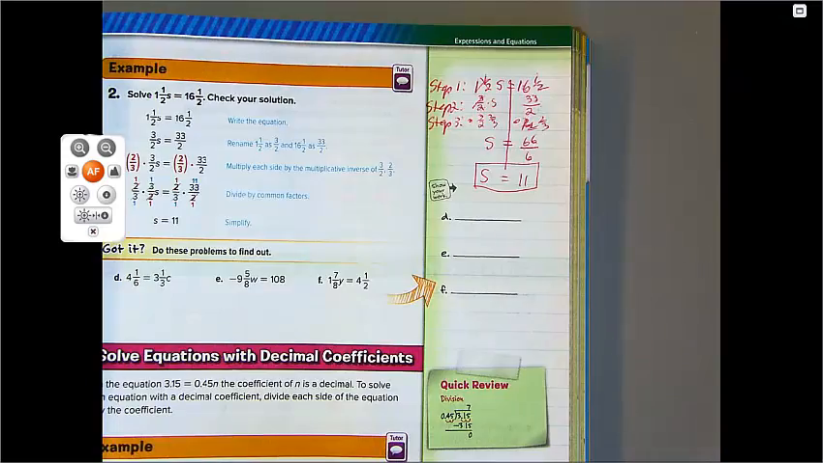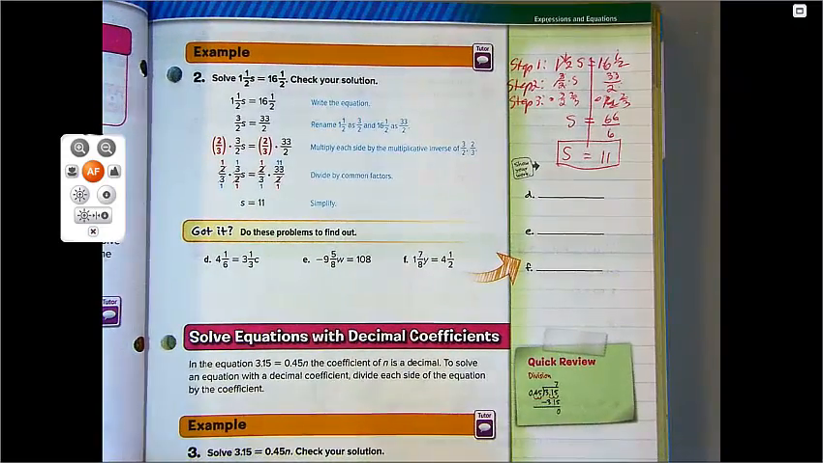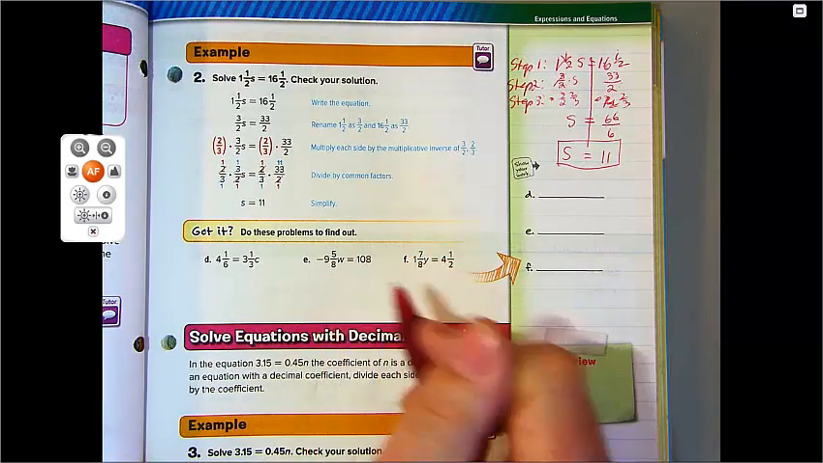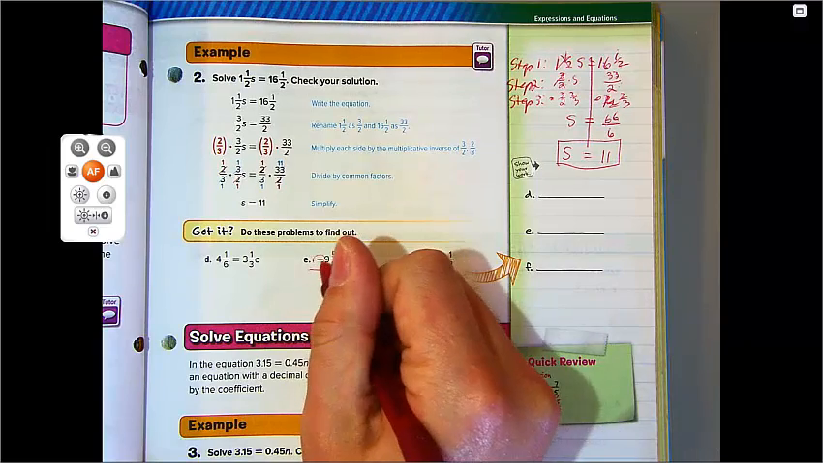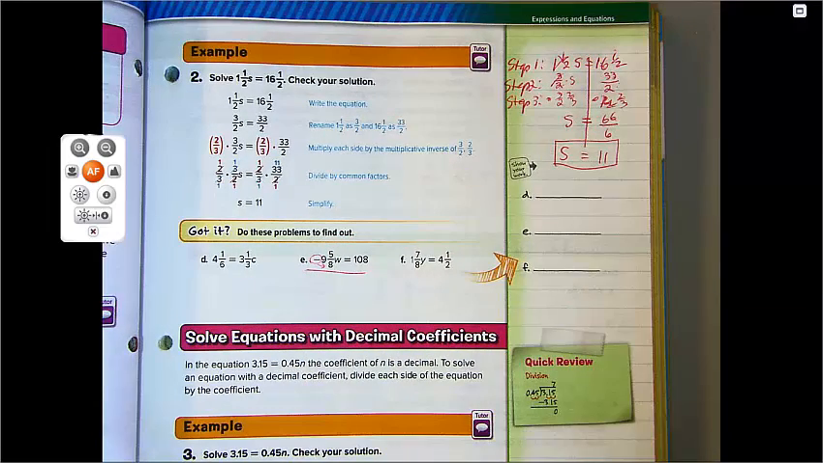Go ahead right now and do E on your own, and be careful with the negative. So remember, it's a negative times 8. So pause it, do that one on your own, and then come back to me.